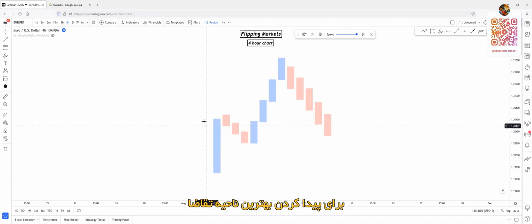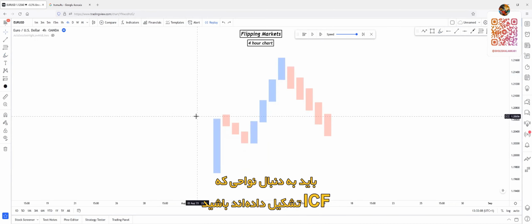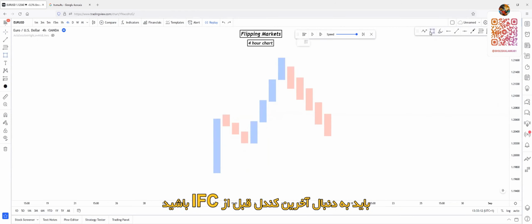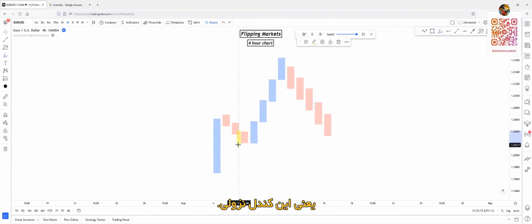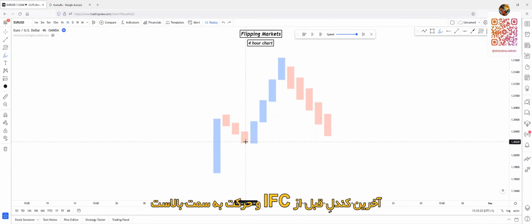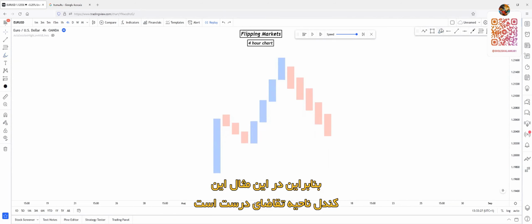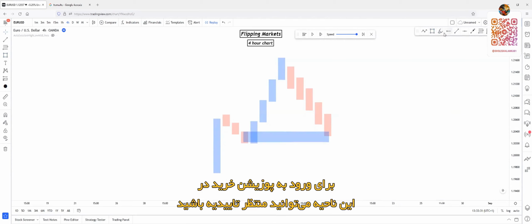In order to find the best demand zone, you will have to find areas where an IFC has been created. You will have to find the less recent candle before the inefficiency. Which is the less recent candle before the inefficiency? It's this downside candle. As you can see, this downside candle was the less recent candle before the inefficient push to the upside. So in this case, this downside candle will be your right demand zone. You will expect some confirmation or long entry on this zone.